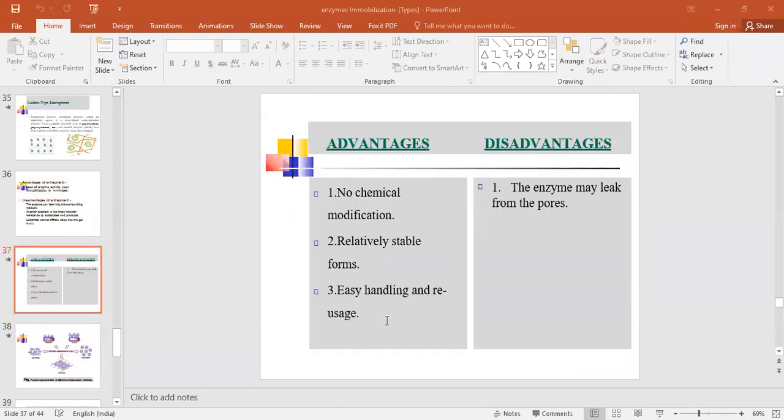Yes, the leakage is one important problem. Then what are the advantages? Easy handling and reusable, relatively stable, no chemical modification is required here. These are the advantages.